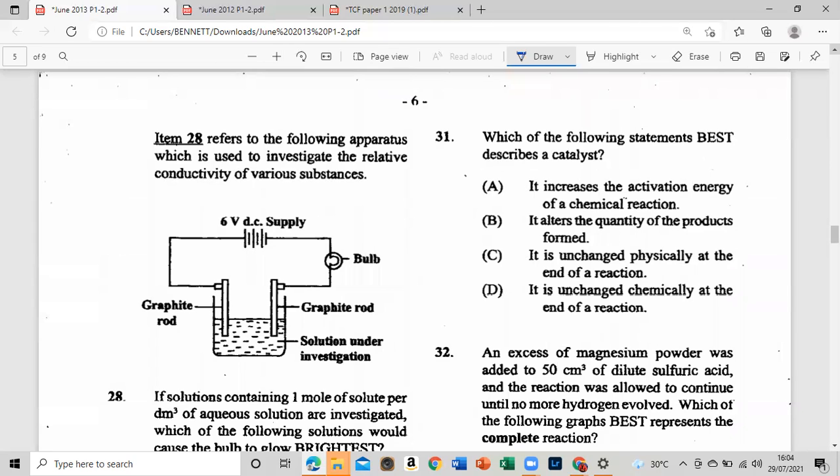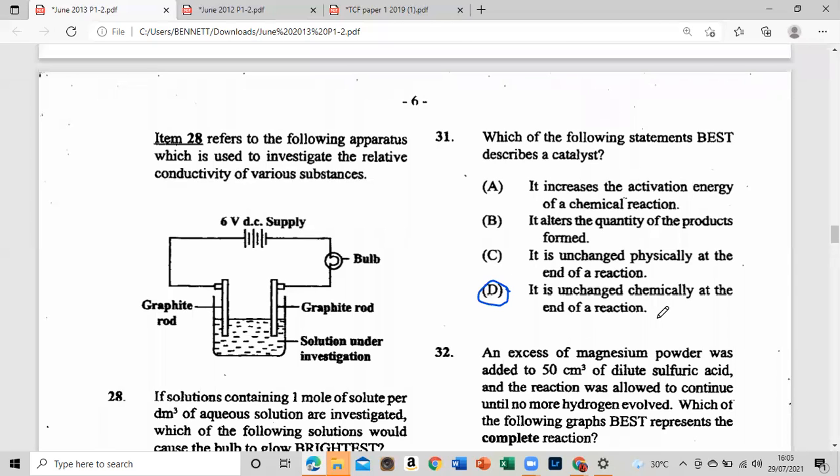Which of the following statements best describes a catalyst? A. It increases the activation energy of certain chemical reactions. B. It alters the quantity of the products formed. C. It is unchanged physically at the end of the reaction. D. It is unchanged chemically at the end of the reaction. And 31 is D. It is unchanged chemically at the end of the reaction. So that's the catalyst.